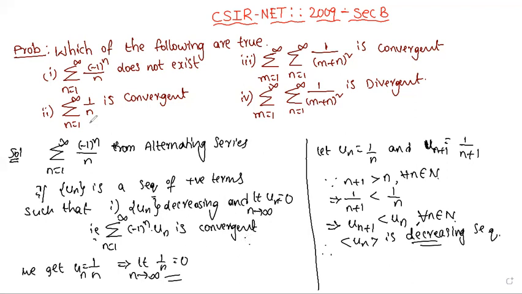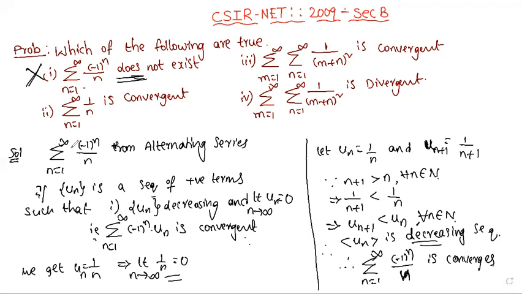But in the given first option, it says the sum does not exist. So the first option is wrong. Therefore, summation n equals 1 to infinity, (minus 1) to the power n by n, converges, but the first option says it does not exist. So this is a wrong statement. So we'll go to the next option.